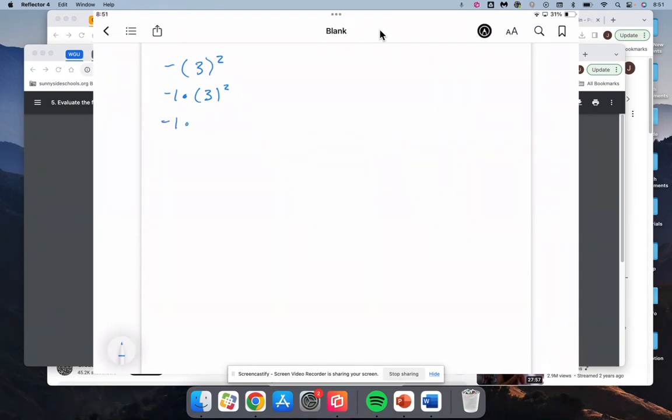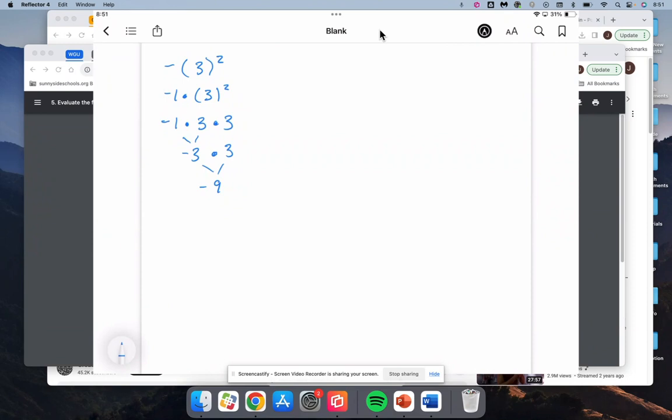And so what we would have here is negative 1 times 3 times 3. And so a negative times a positive makes a negative. We still have the other 3 over there. And again, a negative times a positive makes a negative. And 3 times 3 is 9.